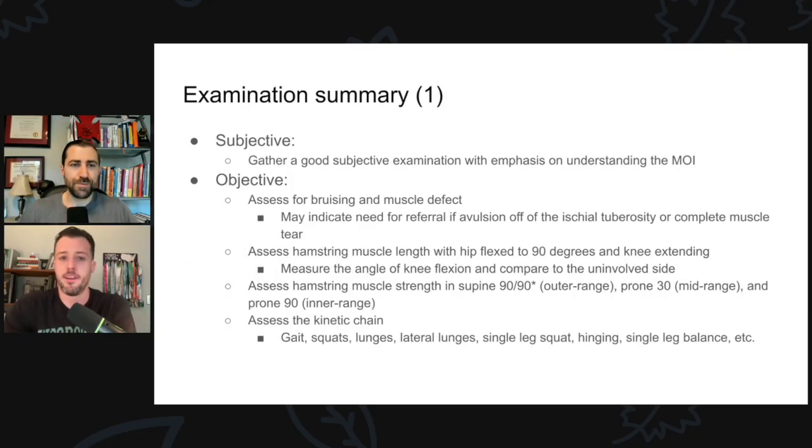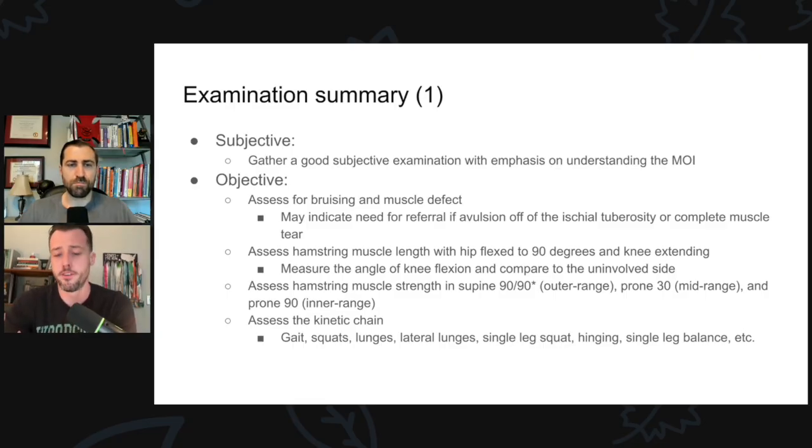So just a summary of those things for examination. When someone comes in the clinic, start off with a good subjective, everything that we were talking about earlier. How did the injury occur? What was the mechanism? It should be related to some type of activity, usually some type of sprinting or cutting activity. It's not something that's progressing slowly over time that they just noticed randomly one day. This is something that is a pretty clear mechanism of injury. We want to make sure that we're reproducing their pain with a hamstring contraction or lengthening. We're going to assess for bruising and a muscle defect.